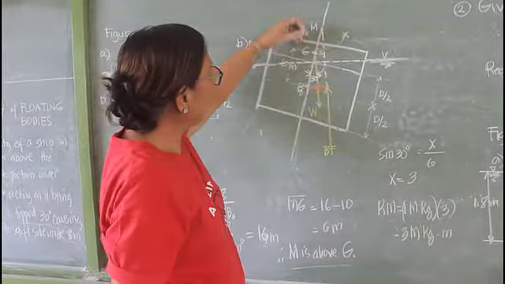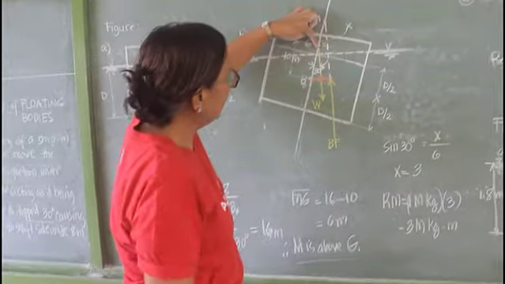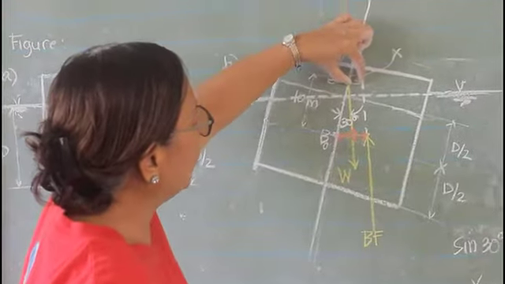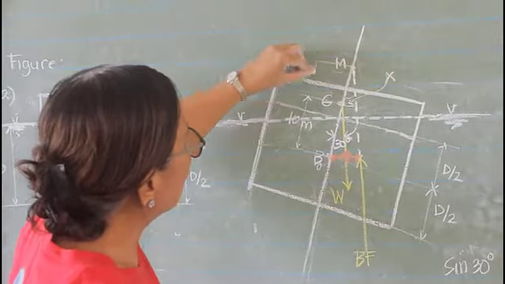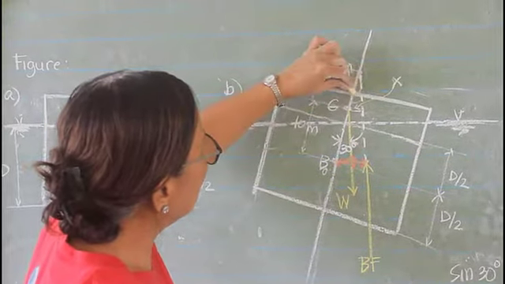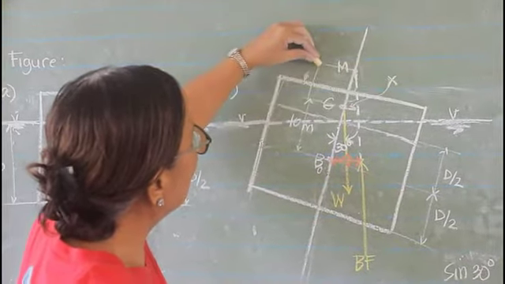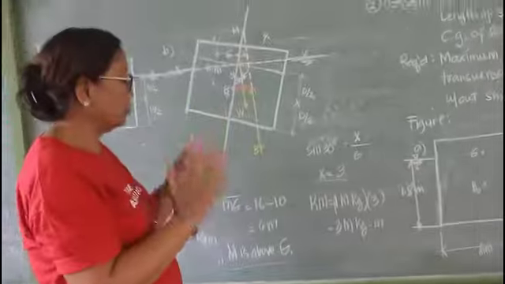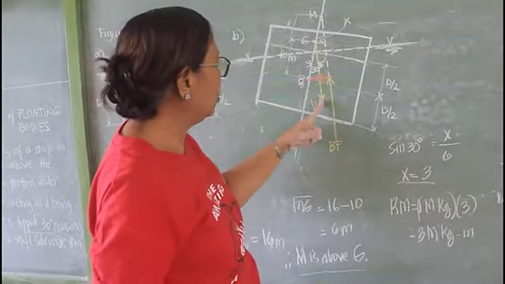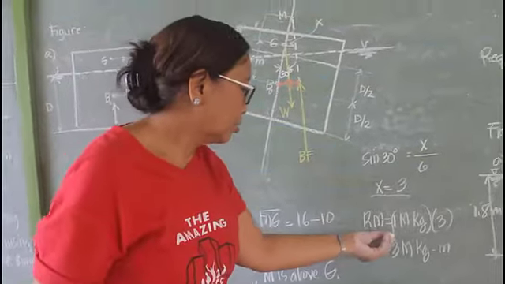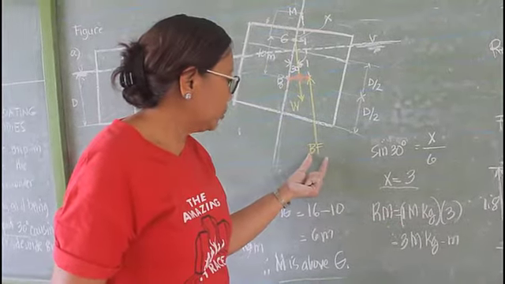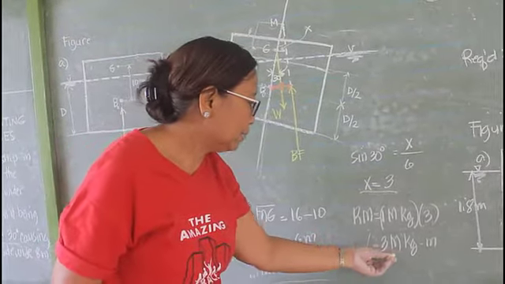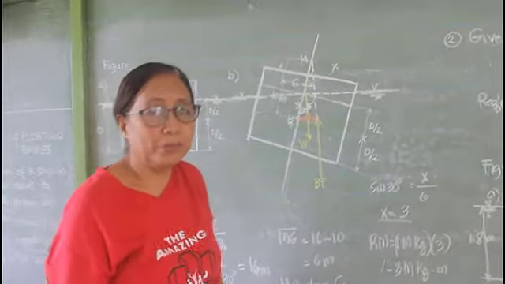How do we find the righting moment? What is the distance now between G, the point of action of G, and the point of action of BF? So, this is X. So, if this is 6, and this is 30 degrees, sine of 30 is X over 6. Okay? So, we solve for X. Now, the couple has a moment arm. The distance that separates the couple W and BF is 3. So, the buoyant force, which is 1 million kilogram, times the moment arm 3, produces a righting moment that is 3 million kilogram meters. Righting moment.